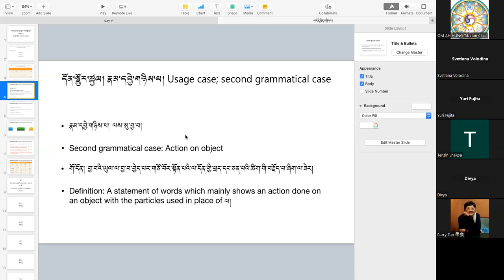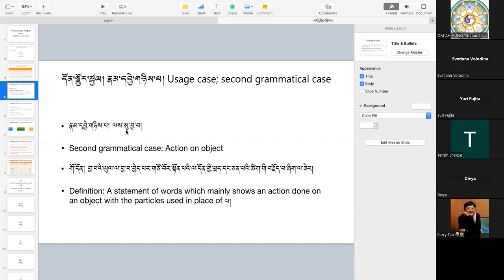So a statement of words which mainly shows an action done on an object with the particles used in place of la. So we use this particle. And the thing is that we have namye, the word namye, which means separating. It not only connects, but it also separates. So what does this particle separate in these types of sentences? It's le and chawa. So you see that le and chawa, instead of coming consecutively, which means coming continuously after each other, they are being separated by these particles.